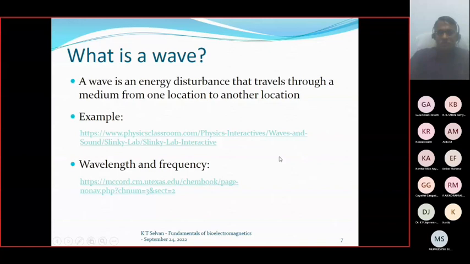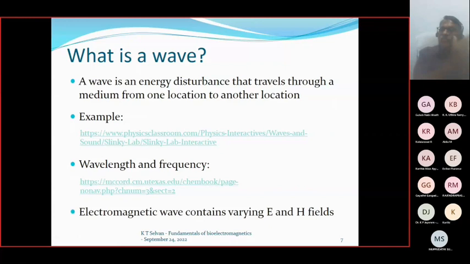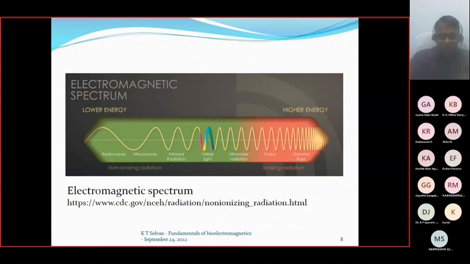So this is important. Now we have seen what a wave is and what wavelength and frequency are. An electromagnetic wave, needless to say, contains electric and magnetic fields, so we have to understand a little bit about them. But before that, let us quickly look at the electromagnetic spectrum.